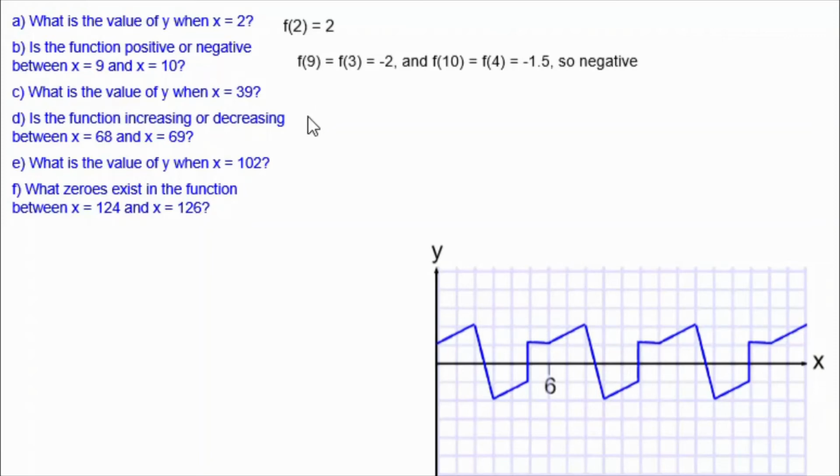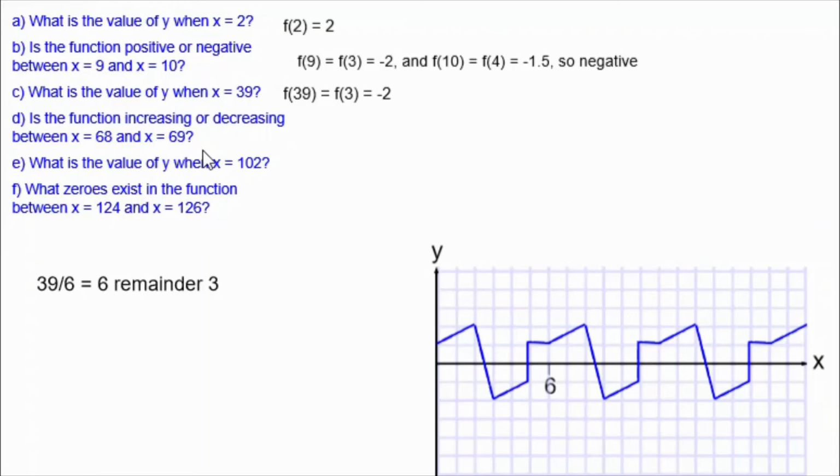So look at C. What is the value of y when x equals 39? Well, the trick to doing this is I'm going to divide 39 by my period. I'm dividing 39 by 6. My answer is 6 with a remainder of 3. The answer of 6 doesn't matter very much. The remainder matters a lot. Since the remainder is 3, that means that f of 39 is the same as f of 3. And f of 3 is negative 2. So therefore, negative 2 is the answer.